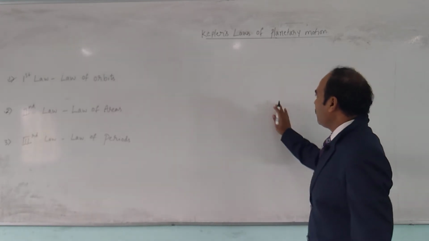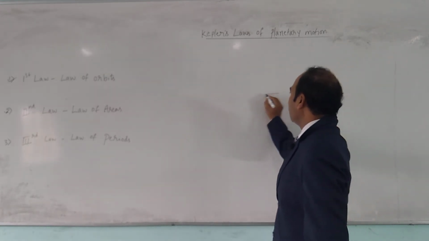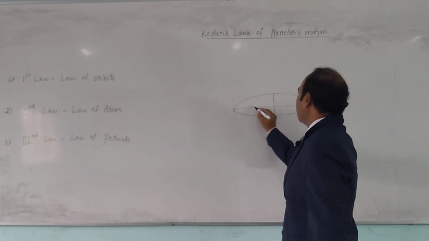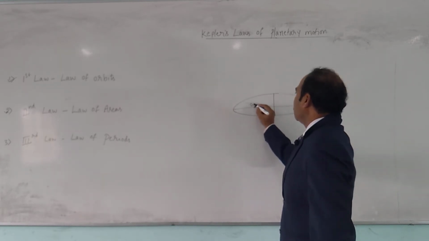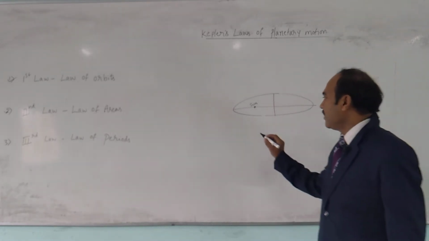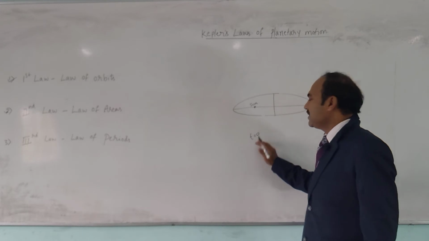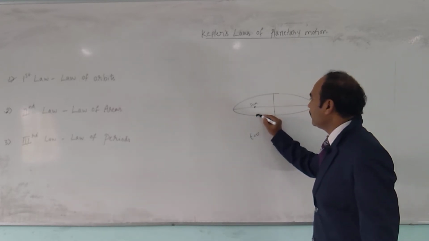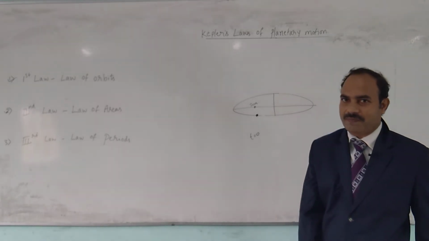So what is Kepler's second law? Consider the movement of a planet around the sun in an elliptical orbit. The position of the sun is somewhere here. Let us start our observation at time t equal to 0. This is the beginning point of our observation. Let the planet be somewhere here. This is the initial position of the planet.